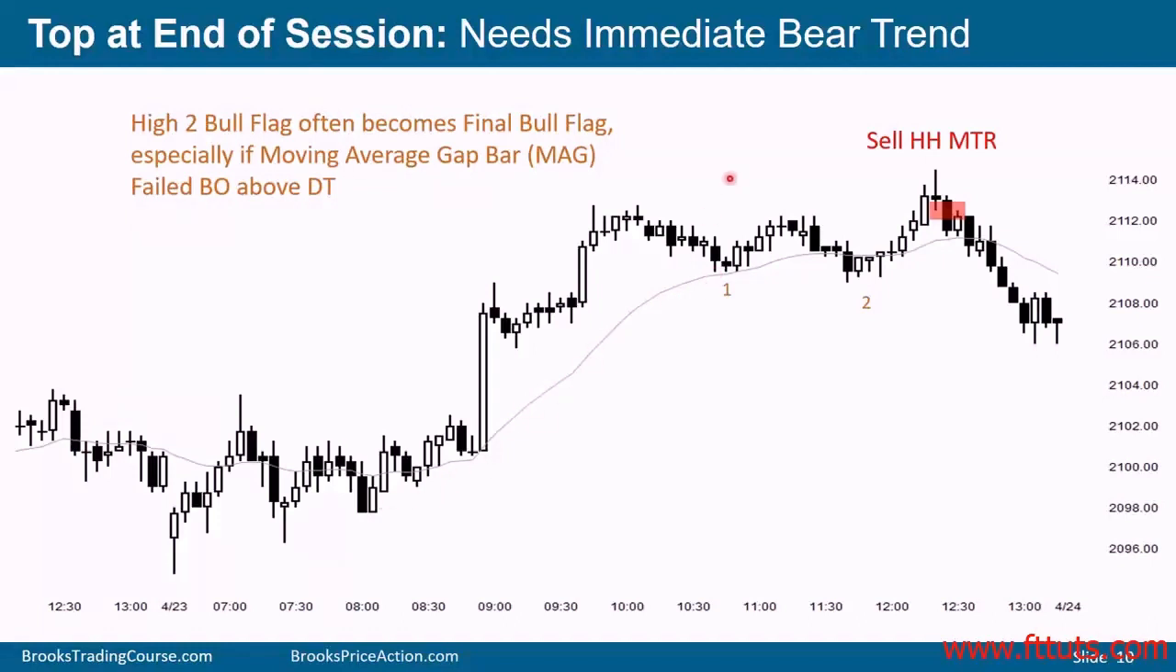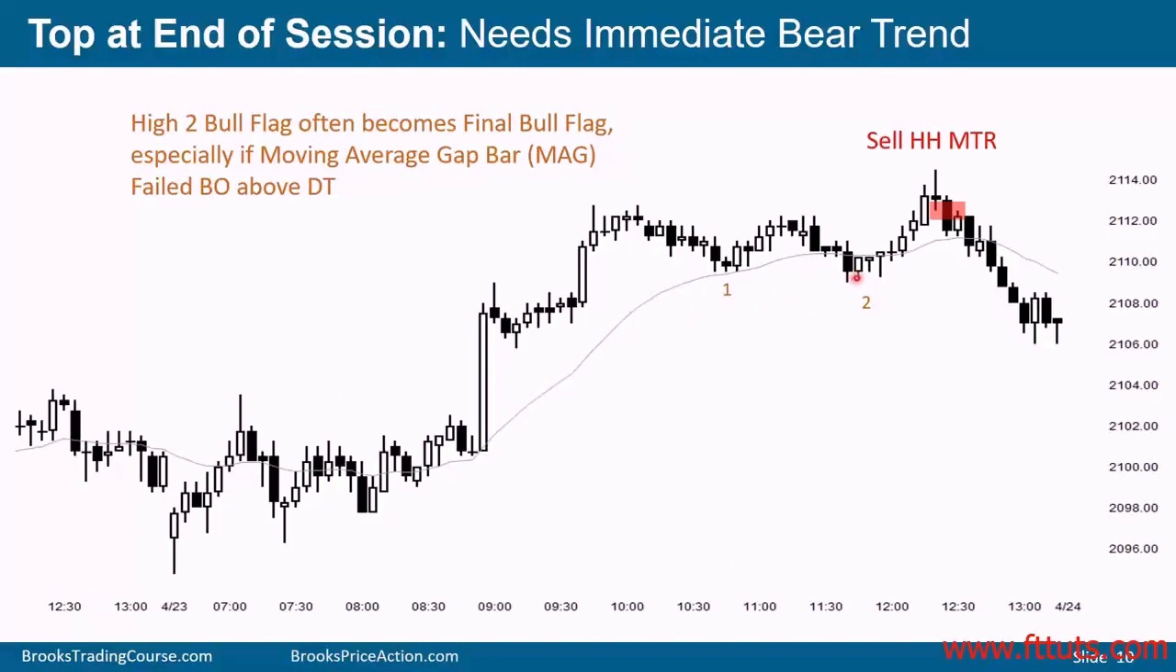You got a bull trend and a high 2 bull flag, a double bottom bull flag at the moving average, but it's late in the trend and it's near the end of the session. It might be the final bull flag. That means that if we get a new high, it could be the end of the trend and we could get a reversal back down into the final flag and either a trading range or a sell the close finish at the end of the day.